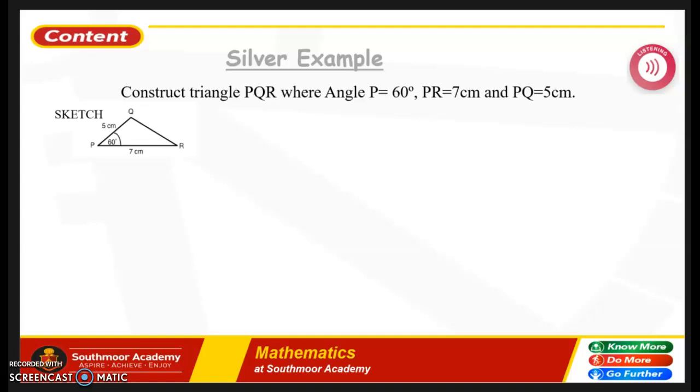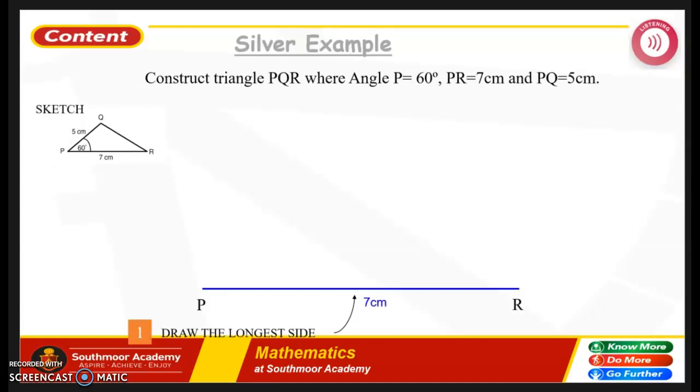Pause the video here, allow the students time to copy down the question and sketch their triangle. Remember, your sketch is not drawn accurately, it's just a little diagram of what your actual triangle should look like. To begin, we are first going to draw the base of our triangle, which is PR. Using your ruler, you're going to draw your 7 centimetre line on the bottom, as that's the longest side, so that's going to be the base.